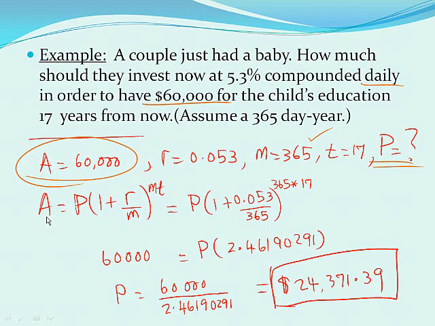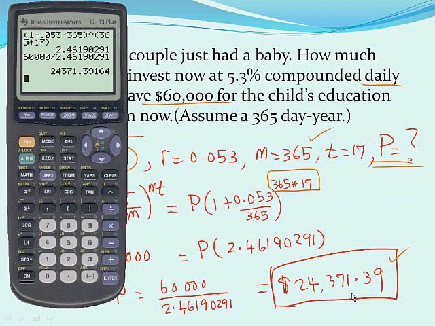So when we substitute in the compound interest formula, we will get 60,000 equals P multiplied with (1 plus 0.053 divided by 365) to the power 365 multiplied with 17. So when we do the calculation, we will get $24,371.39. Notice how we enter this in the calculator.